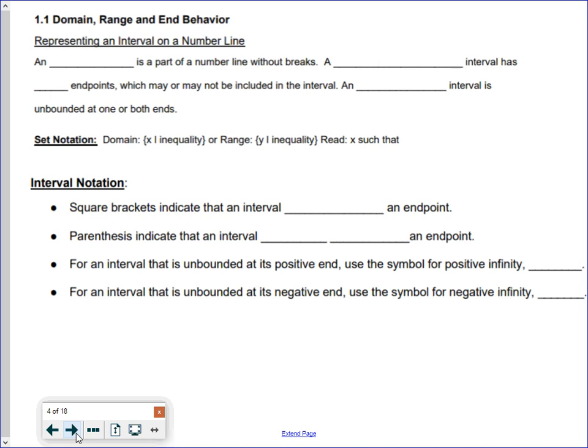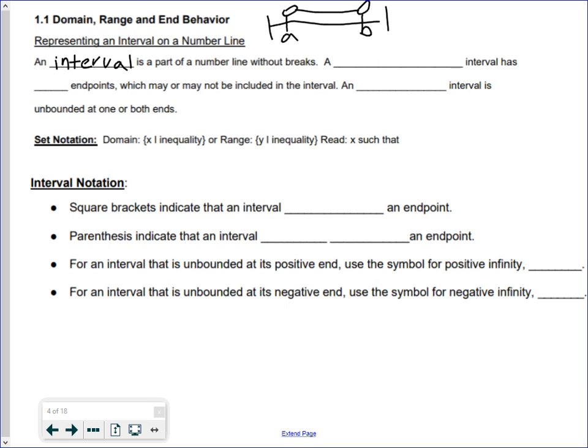Now we're going to begin 1.1, talking about domain, range, and end behavior. So when we're representing an interval on a number line, an interval is a part of a number line without breaks. You have a number line going from A to B. Right here between the two dots, that's going to be your interval. The interval from A to B is the part of the number line that we didn't break from.